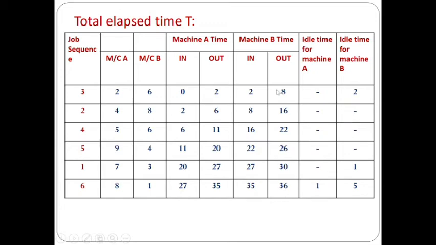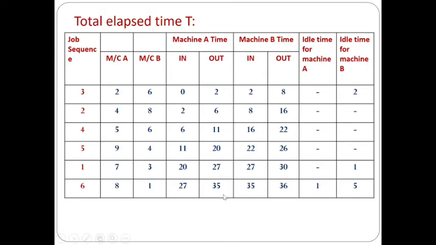Right? This is how we have to calculate the machine A time in and time out and machine B time in and time out for all the jobs. Now we have to find out the idle time for machine A. Just consider only the machine A values. Here machine A starts from the 0th minute, then it goes on processing 0 to 2, 2 to 6, 6 to 11, 20, 27, up to 35, working without any idle time.